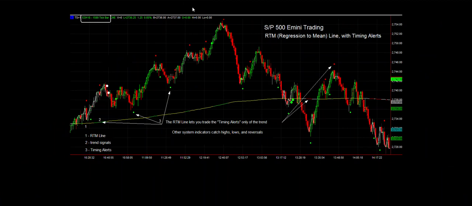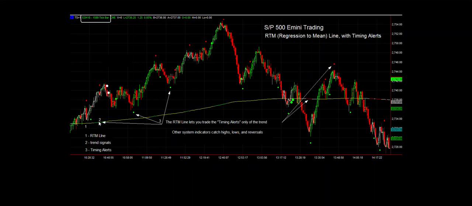Coupled with the specific trade management techniques, it actually guides you into buying into strength and selling into weakness. This particular indicator is in the upper pane, and it's the regression to the mean line with the timing alerts. What it does is the regression to the mean line is multicolored, and at certain points it'll turn green, and at certain points it'll turn red. And if you're trading off of this, and actually you use all the indicators in conjunction, but as you observe, you actually could just trade off of this and be profitable.